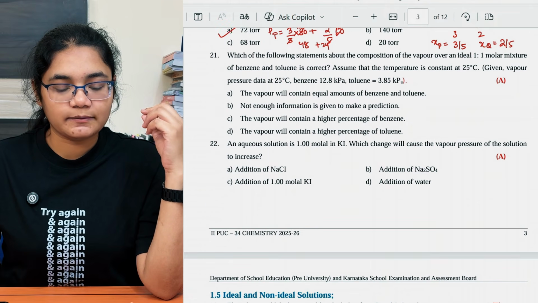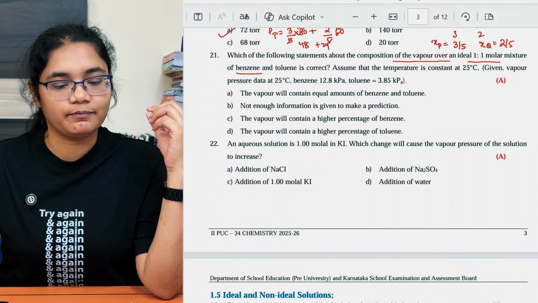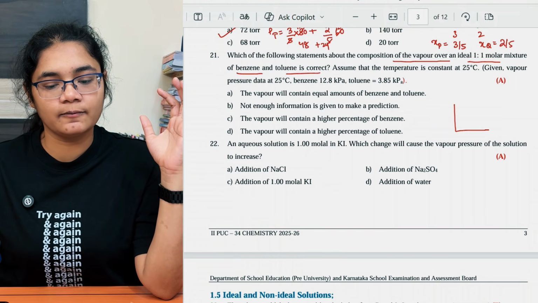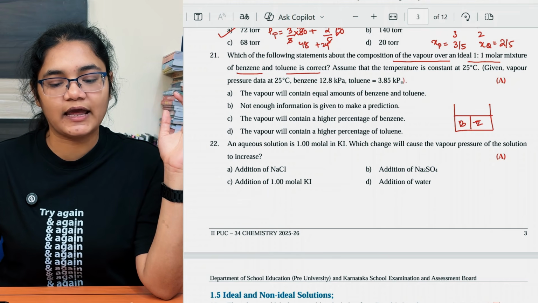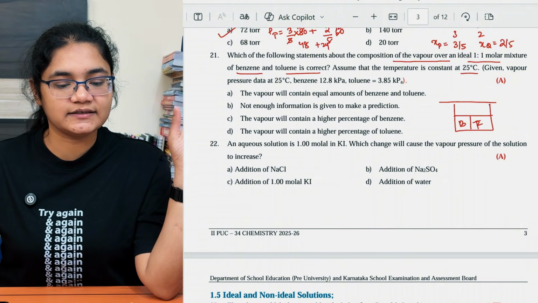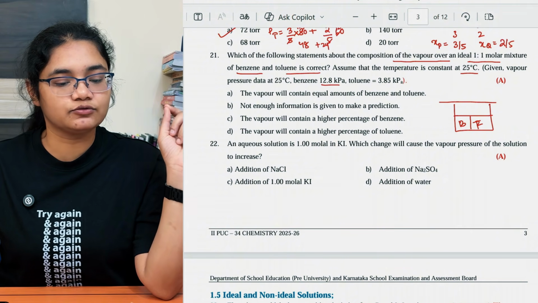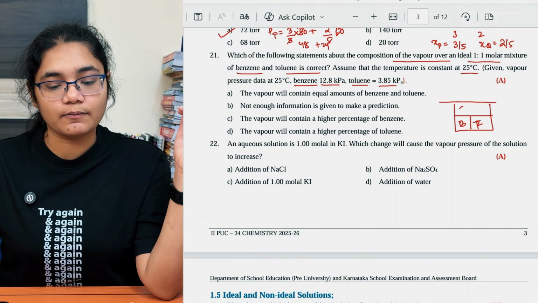Next, which of the following statements about the composition of the vapor over an ideal 1:1 molar mixture of benzene and toluene is correct? So you have a solution, okay? You have here 1:1 ratio of benzene and toluene. Now the question is saying, assume that the temperature is 25 degrees Celsius given the pure vapor pressure of benzene is 12.8 kPa and toluene is 3.8 kPa. Then what is the composition of the vapor?